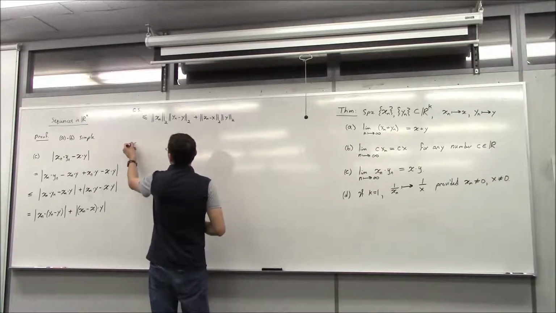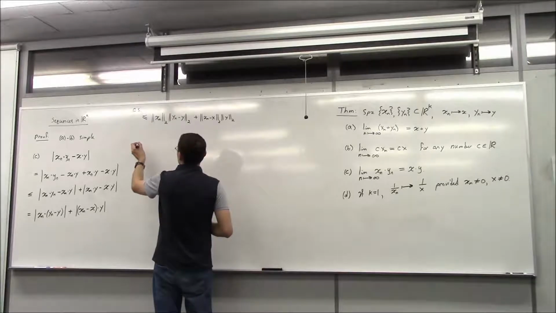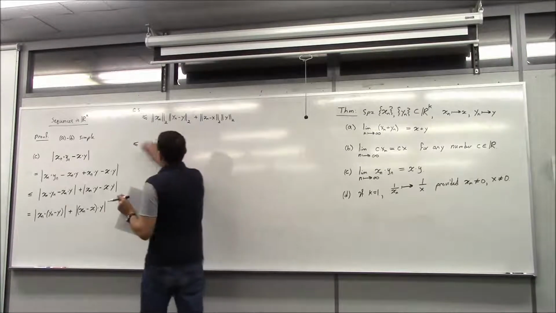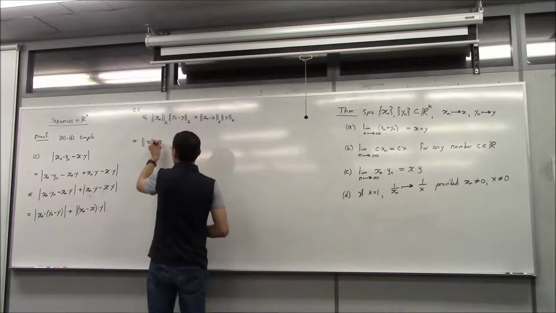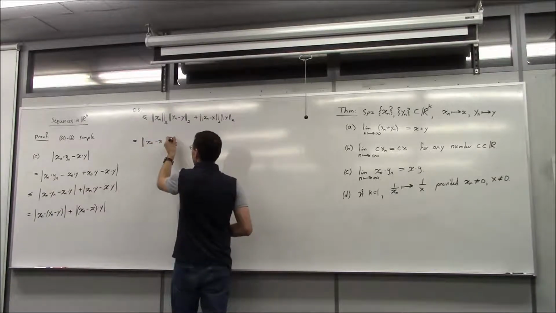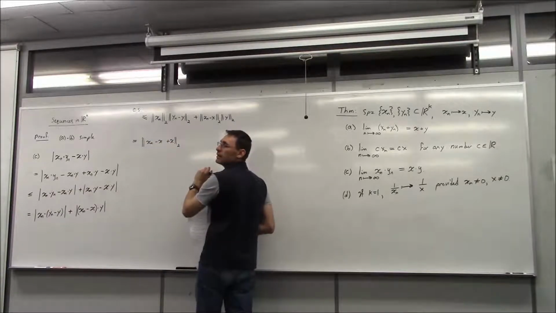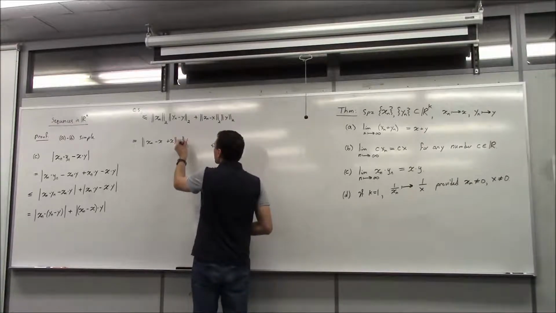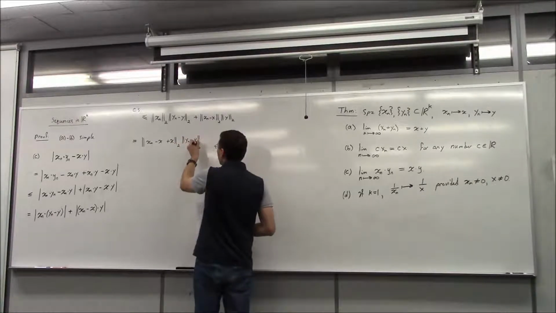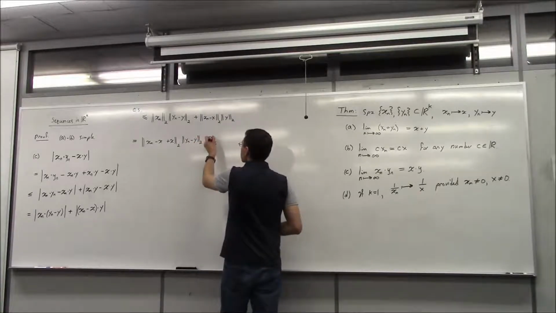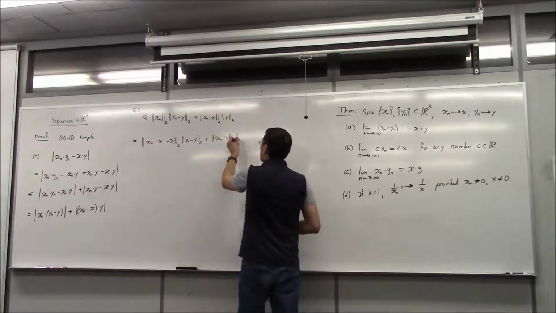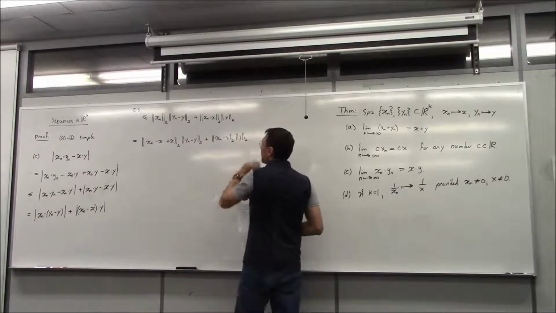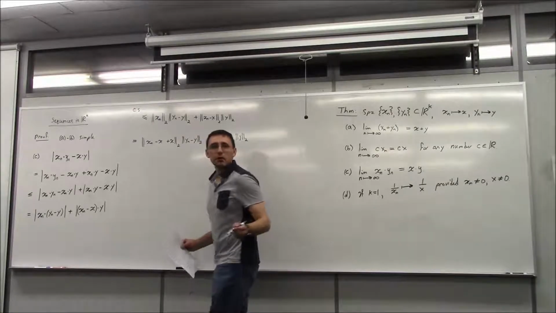If you don't want to use that result, you can say this is equal to xn minus x plus x times yn minus y plus xn minus x times y. And I can use the triangle inequality again.